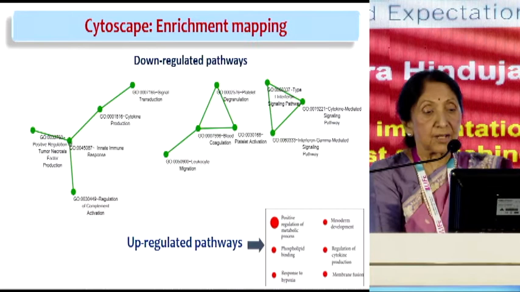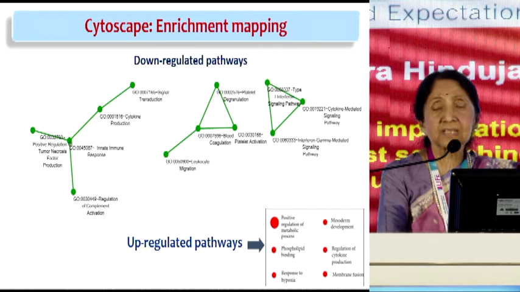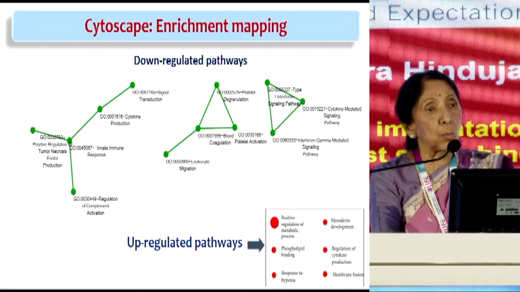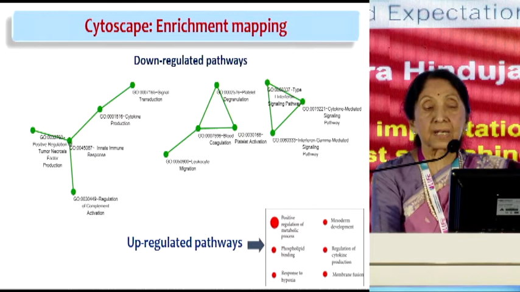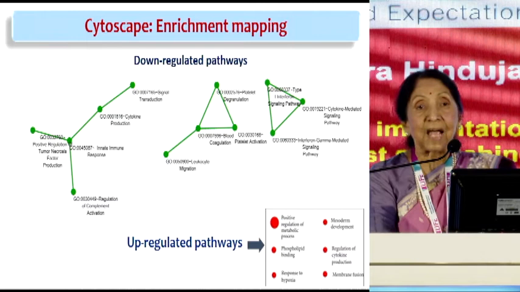When we plotted these pathways, we found all these dysregulated pathways are interconnected to each other. In other words, one stimulates the other, or one inhibits the other. They are all interconnected and form a nice network, whereas the upregulated genes were scattered and had no connection with each other.